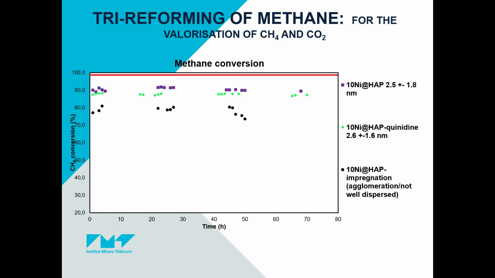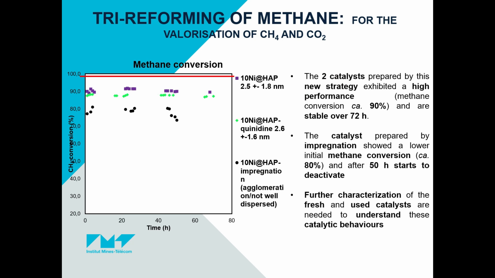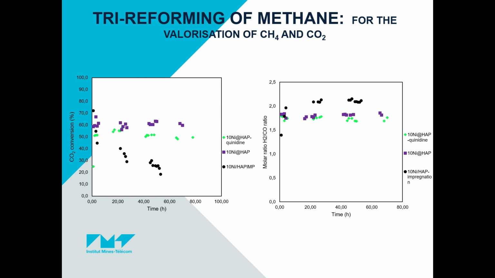Our catalysts exhibit a higher performance with a methane conversion up to 90% and with a stability over the initial 72 hours, while the catalyst prepared by the impregnation method had a lower activity and started activating after 50 hours. Furthermore, the carbon dioxide conversion showed a similar trend to the methane conversion, with a higher performance of the catalyst prepared by this new strategy.